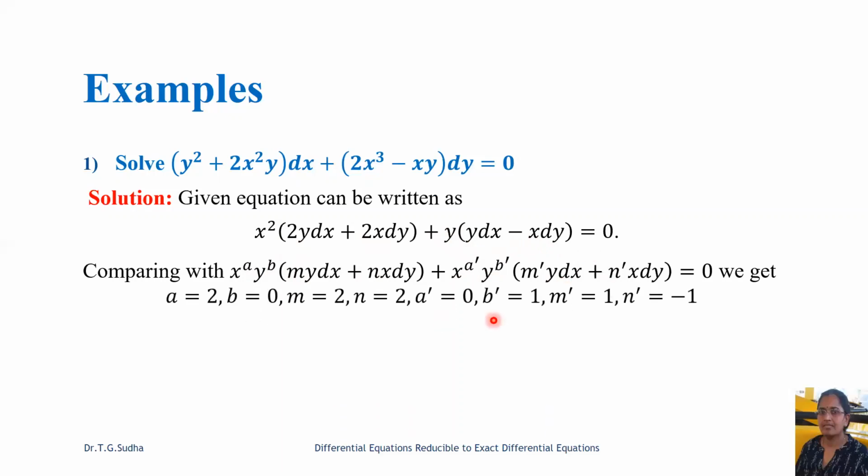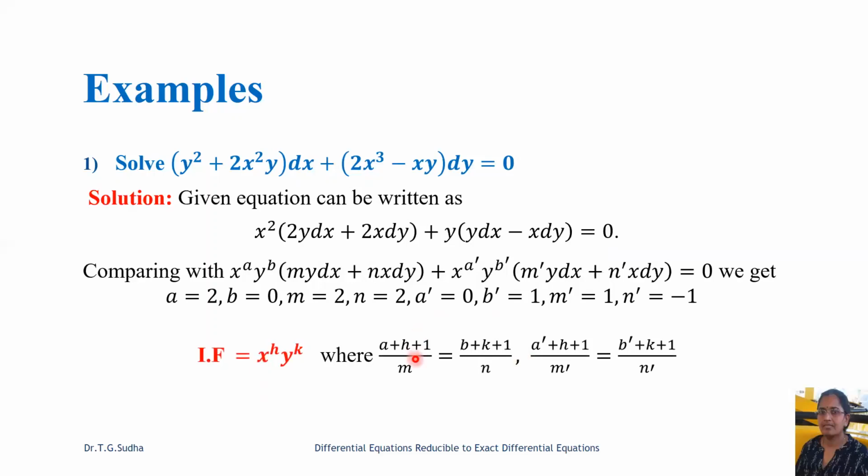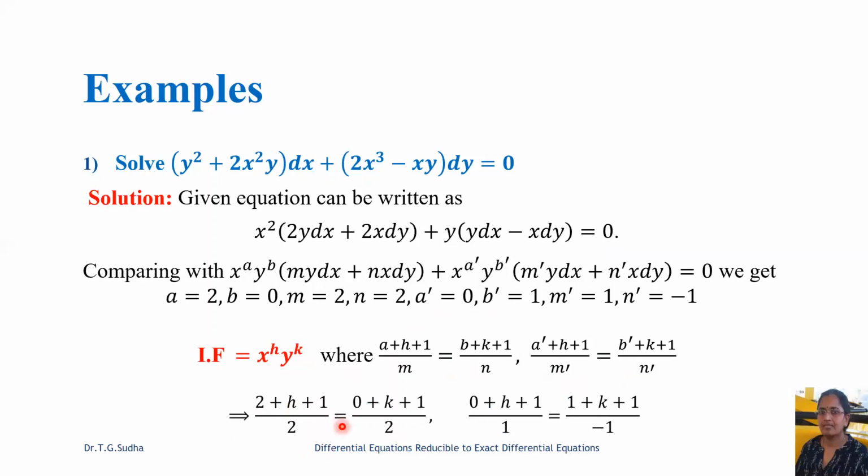Let us substitute these values in this expression, because the integrating factor is given by x to the power of h into y to the power of k. Substituting all the values, that is a, b, a dash, b dash, m, n, m dash, n dash, we get (2 plus h plus 1) by 2 is equal to (0 plus k plus 1) by 2, and (0 plus h plus 1) by 1 is equal to (1 plus k plus 1) by minus 1. Here we can add 2 and 1. So (h plus 3) by 2 is equal to (k plus 1) by 2. And (h plus 1) by 1 is equal to (k plus 2) by minus 1.